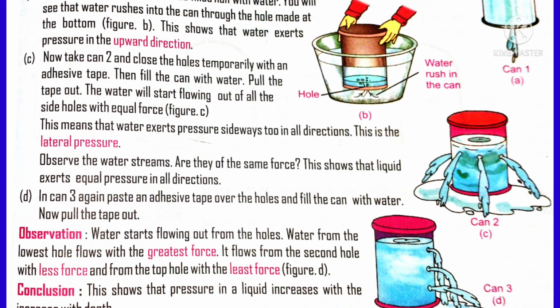This shows that pressure in a liquid increases with increase in depth, or increase in the height of the water column or liquid column. This activity shows that liquid pressure is exerted downwards and upwards. Liquid exerts equal pressure in all directions. Pressure in a liquid increases with the increase in height of the liquid column.